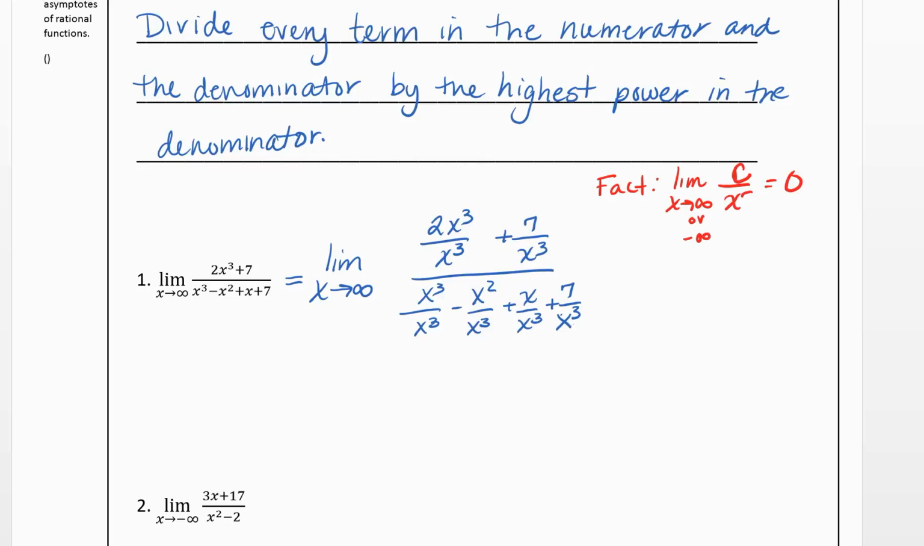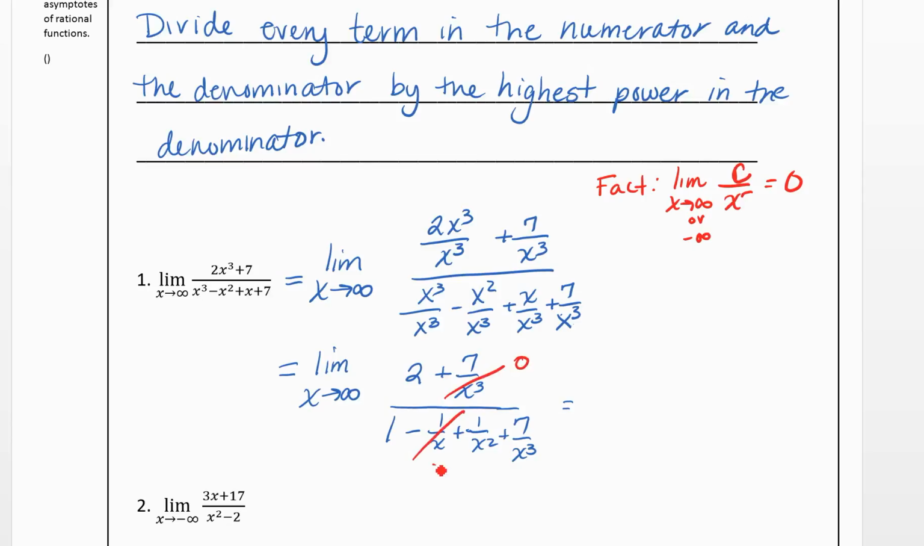Okay, so here, if we reduce each of our pieces, we have the limit as x goes to infinity of 2 plus 7 over x cubed over 1 minus 1 over x plus 1 over x squared plus 7 over x cubed. Now, anything that still has a power of x in the denominator, that limit goes to 0. So this part goes to 0, this goes to 0, this goes to 0, and this goes to 0. So our limit here is 2 over 1, or 2.